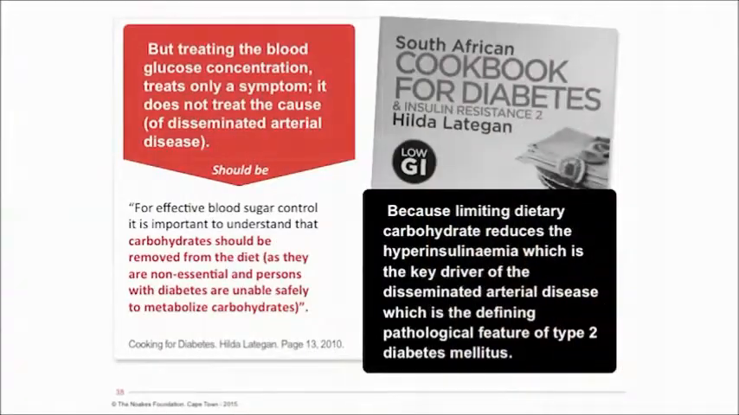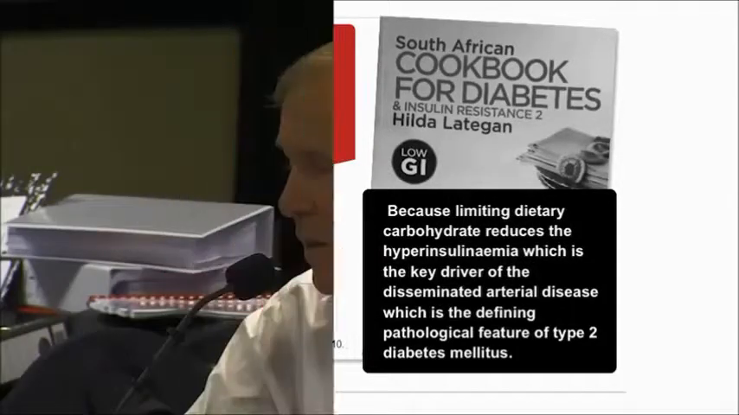It's not treating the cause of the problem. So what she should have said is, for effective blood glucose control, it's important to understand that carbohydrates should be removed from the diet as they are non-essential, and persons with diabetes are unable to safely metabolize carbohydrate. Had my father been given that advice, and had I known, maybe the outcome would have been different. It is my responsibility, as someone with type 2 diabetes, with my understanding of the biology of the human body and my personal experiences, to make sure that message gets out to the world.